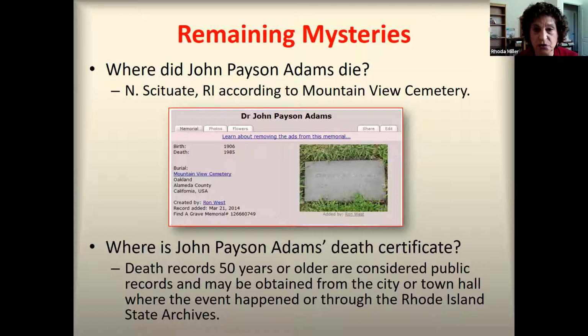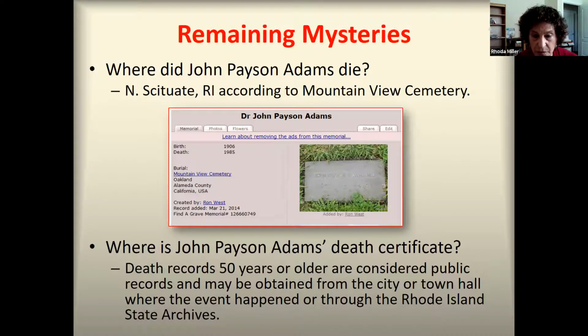So as I told you before, the next step would always be to get the death certificate. However, in Rhode Island, and maybe this is going to be one of Reclaim the Records' lawsuits, death records 50 years or older are considered public information and could be obtained from the city hall or town hall where the event happened, and or through the Rhode Island State Archives. But I can tell you that Rhode Island does not make their information public. So I went to all the major websites, I did searches, and it's not publicly available easily.